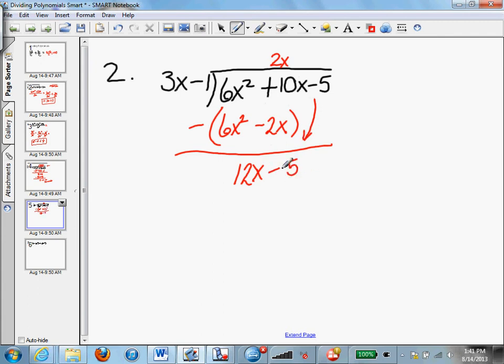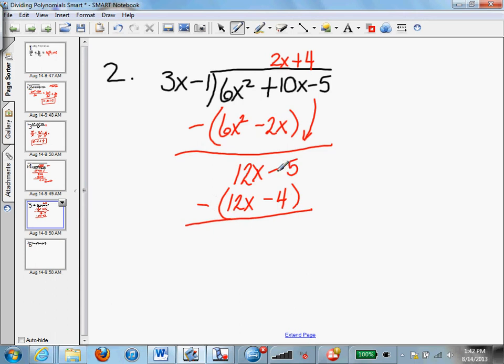Now we need to make the 3x and the 12x look the same. To do that, we're just going to multiply by a 4. So we're going to add a 4 up here on top of the division bar. We take the 4 and distribute it across everything we're dividing by. So 4 times 3x is going to be 12x. Negative 1 times a positive 4 is going to be a minus 4. I like to write that in parentheses and have a minus out in front. So 12x minus 12x gives you 0.